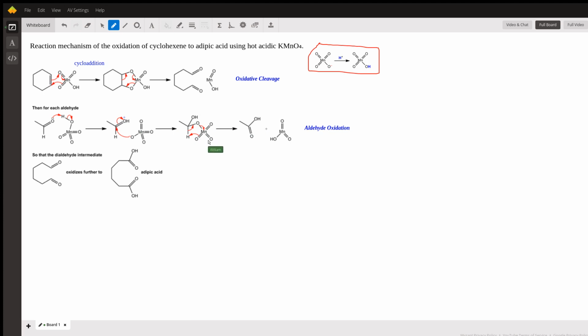So we describe this as a pair of electrons from a manganese-oxygen double bond makes an OH bond, use the pair of electrons from the CH bond to make a double bond to this oxygen, the one that's not an OH. And then we break the bond that connects manganese to this oxygen. So you've got a carbonyl, you've got a carboxylic acid. So the dialdehyde intermediate, by the mechanism shown in the middle, each of these aldehydes become carboxylic acids, and we have adipic acid.